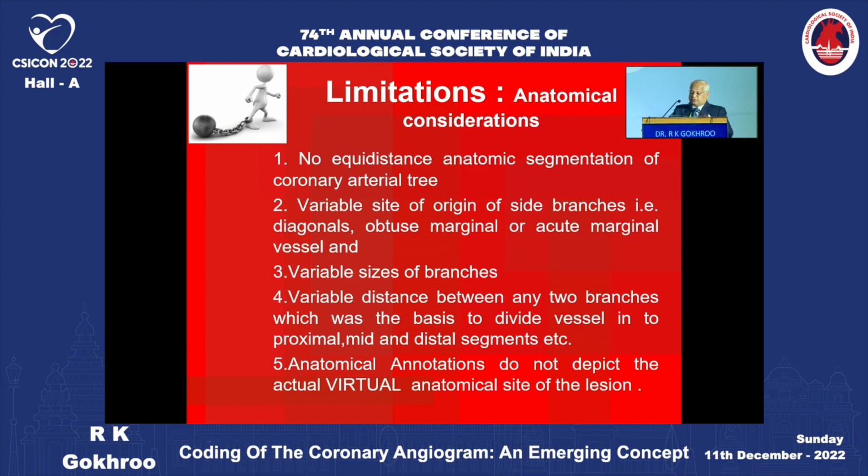There is a variable site of origin of side branches, variable sizes of the branches themselves, so the amount of myocardium which is being supplied by that diagonal branch or marginal branch is variable. So the variable distance between any 2 branches, which was the basis to divide the vessel into proximal, mid and distal segments, will help us to define the vessel anatomy. So anatomical annotations do not depict the actual virtual anatomical site of the lesion.